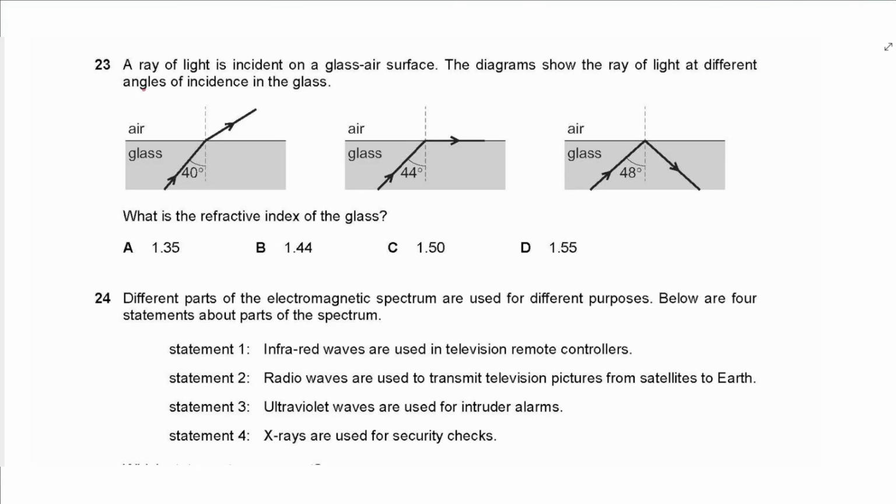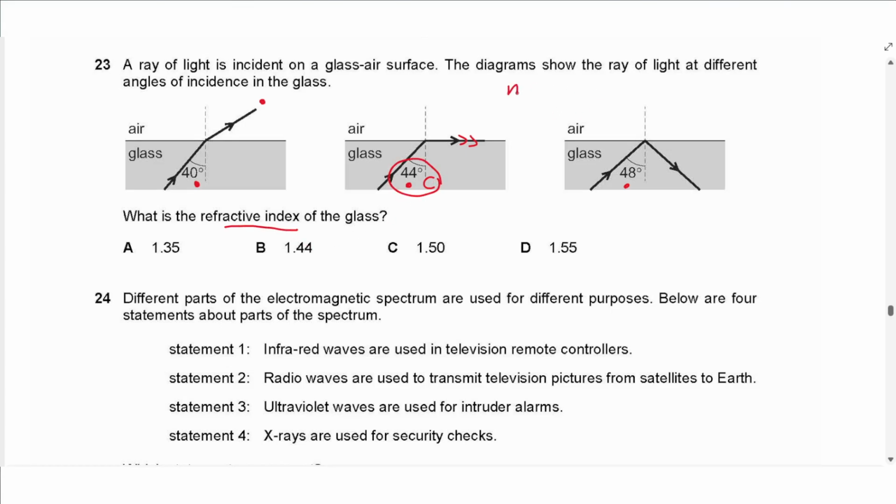Question 23 says a ray of light is incident on a glass air surface. The diagrams show the ray of light at different angles of incidence in the glass. So we have an angle that is less than the critical angle because there was refraction, and an angle equal to the critical angle. This is the critical angle since the ray is on the surface, and an angle greater than the critical angle. We can use this one to calculate the refractive index.